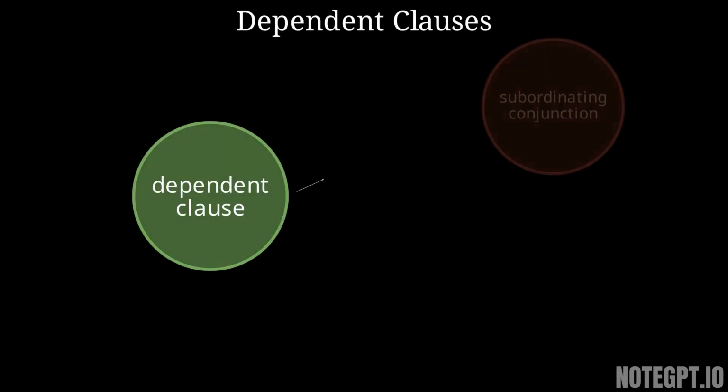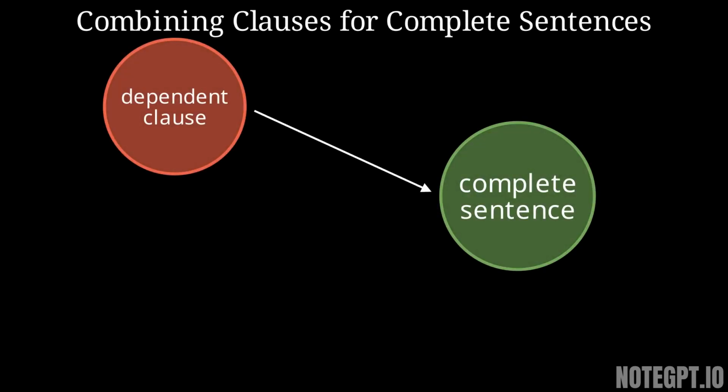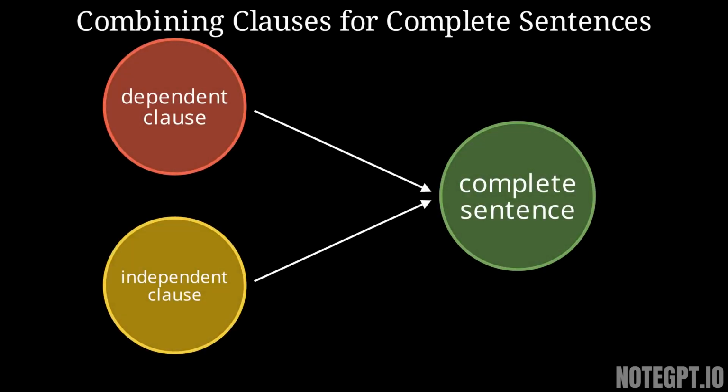A dependent clause cannot stand alone and needs an independent clause to form a complete thought. Dependent clauses often begin with subordinating conjunctions or relative pronouns, such as whenever I travel or whom we met on the plane. Dependent clauses require independent clauses to form complete sentences. For example, whenever I travel, I like to stay in fancy hotels. We struck up a great conversation with a person whom we met on the plane.